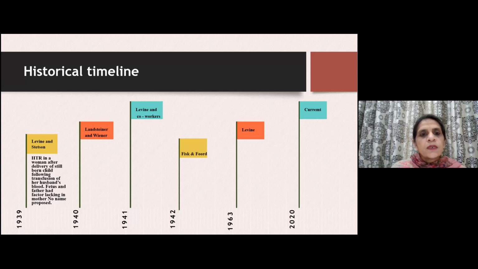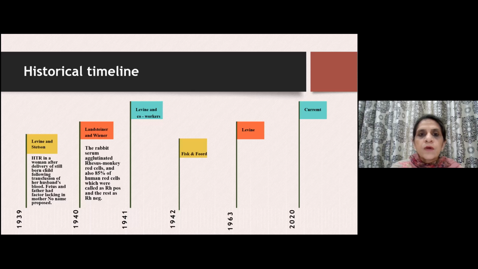In 1940, Landsteiner and Wiener injected rhesus monkey red cells into rabbits. They observed that the rabbit serum agglutinated rhesus monkey red cells and also 85% of human red cells. Individuals whose red cells were agglutinated by this rabbit serum were named Rh positive, and the rest were labeled as Rh negative.